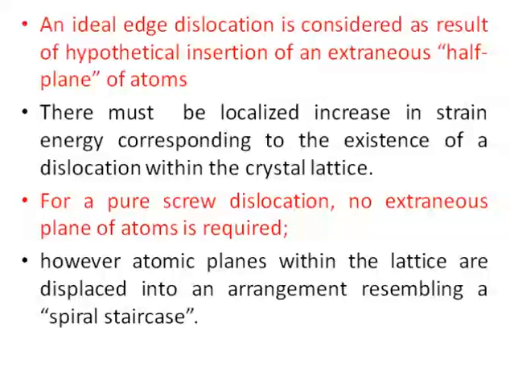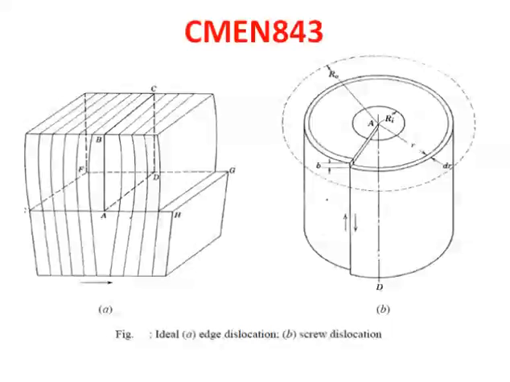So there must be a localized increase in the strain energy if you want to create that, because for you to move an entire plane, either the lower plane or the top plane, you have to apply an amount of energy. And the other one, as I said, we call it the screw because it is in the winding part, just like a screw.